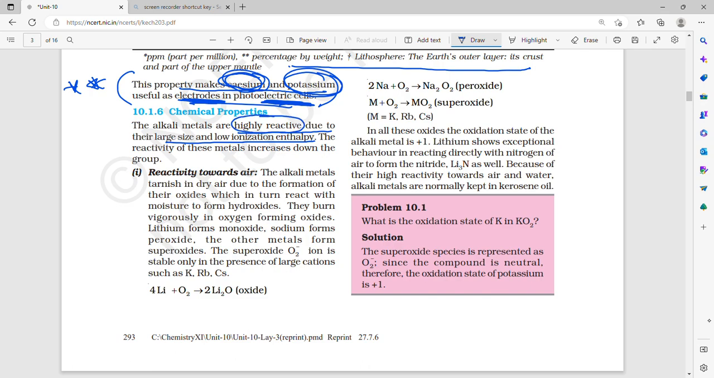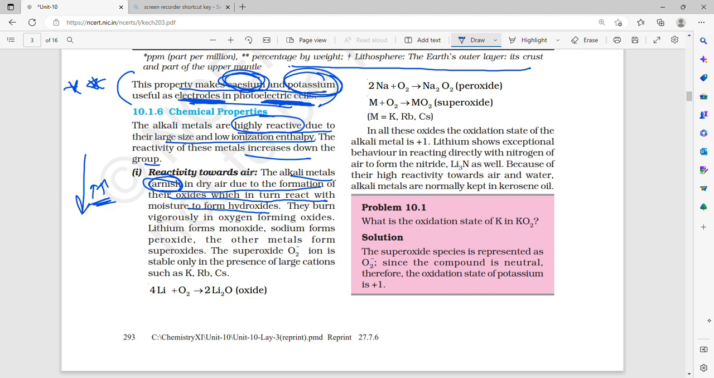The reactivity of these metals increases down the group. Reactivity towards air: the alkali metals tarnish in dry air due to the formation of their oxides, which in turn react with moisture to form hydroxides. So in dry air they get tarnished, kind of rusted. Not exactly rust, because that term is used for iron, Fe.